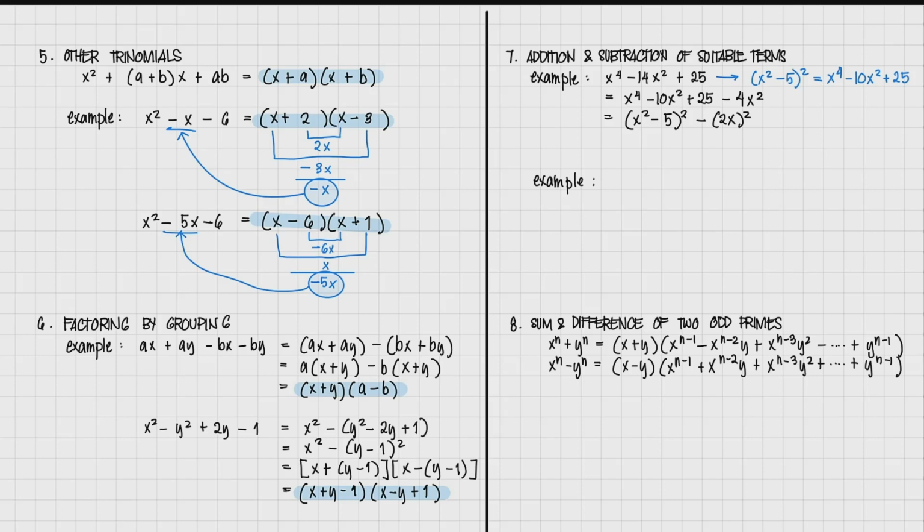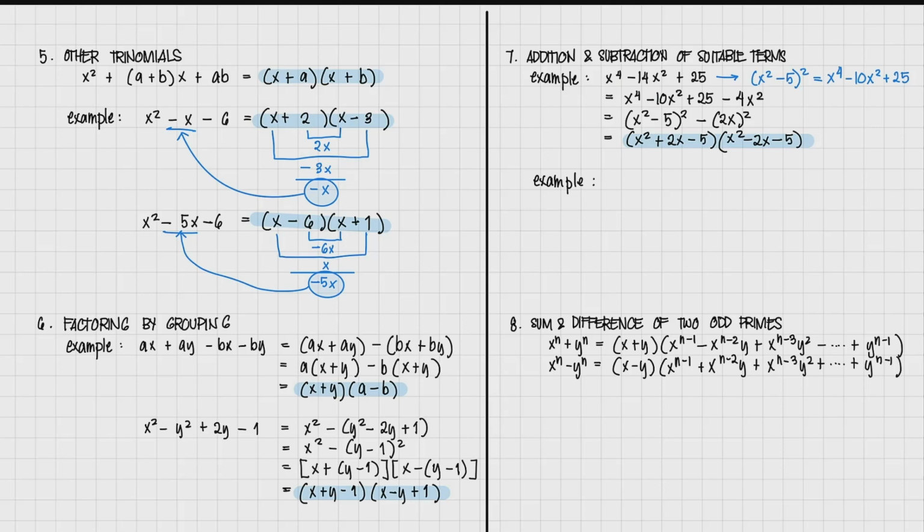Yan. So, the next thing that we're going to do is, we're just going to apply this. So, yung positive and negative values nito dito. So, we have x squared, let's see, positive 2x minus 5 times x squared negative 2x minus 5. There you go. So, that's the factor down of x raised to 4 minus 14 times x raised to 2 plus 25.